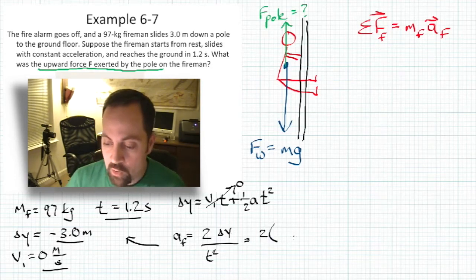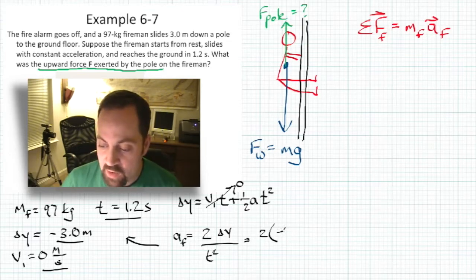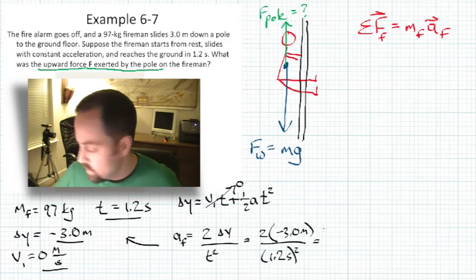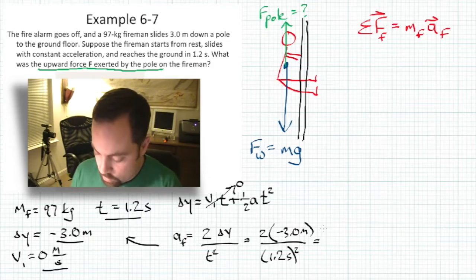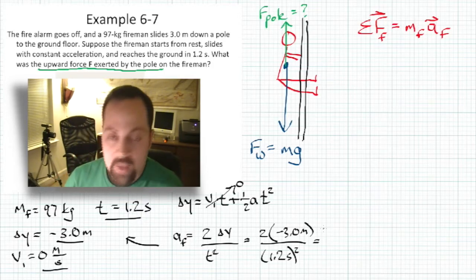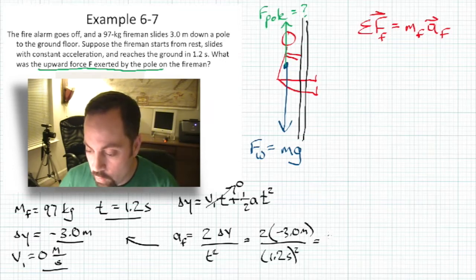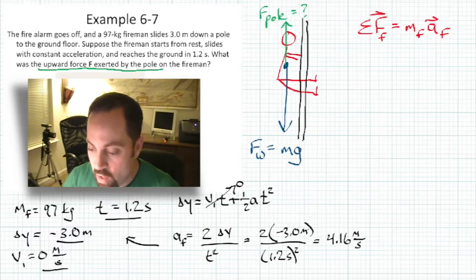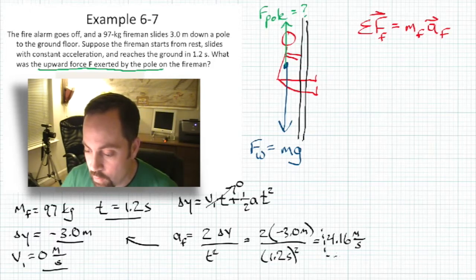All right, let's plug in what we have. 2 times our displacement. So our displacement is negative 3.0 meters divided by 1.2 seconds, that value squared. I get 4.16 meters per second squared. That's the acceleration now of the whole fireman system.